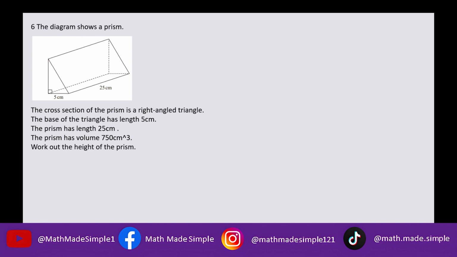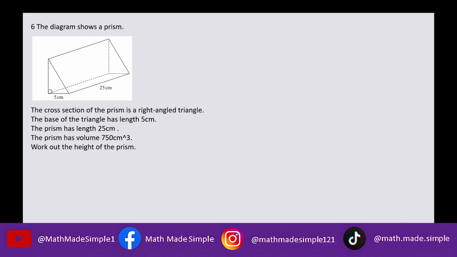The diagram shows a prism. There's an image of the prism. The cross-section of the prism is a right-angled triangle. The base of the triangle has a length of 5 centimeters. The prism has a length of 25 centimeters. The prism has a volume of 750 centimeters cubed. Work out the height of the prism.